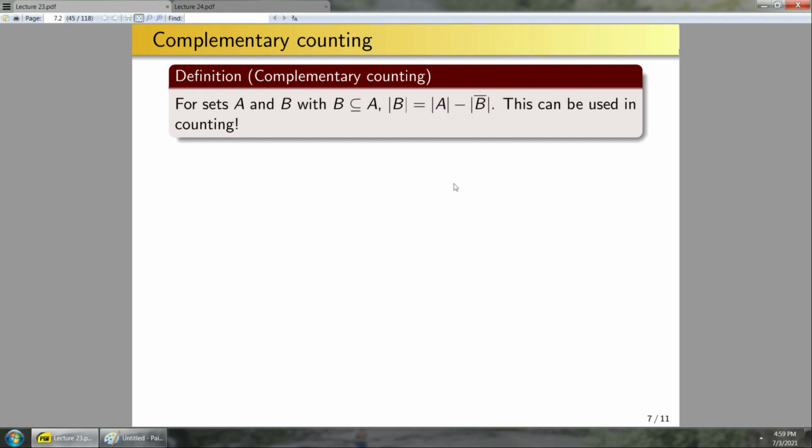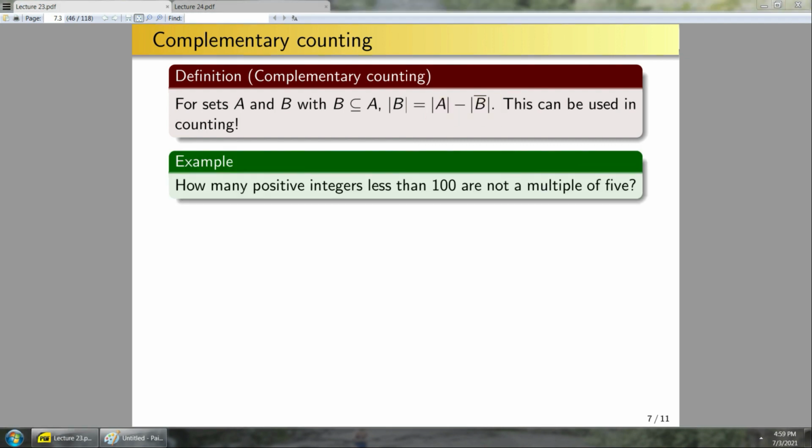So let's give a concrete example of this. How many positive integers less than 100 are not multiples of 5? So we could do this directly, but we'd have to do a lot of cases. For instance, we could say it's a multiple of 2, but not of 5. It's a multiple of 3, but not of 5, etc. That's tedious. It's unnecessarily tedious. So here, to avoid doing all of these cases, I want to apply this principle here. So how can I do that?